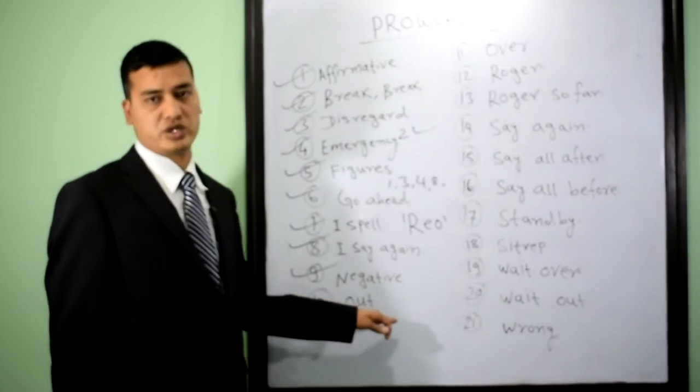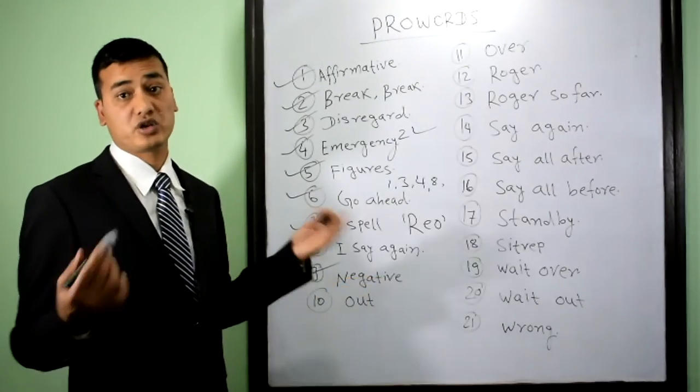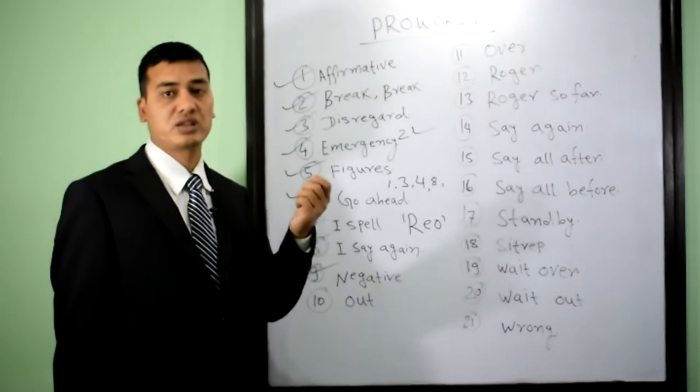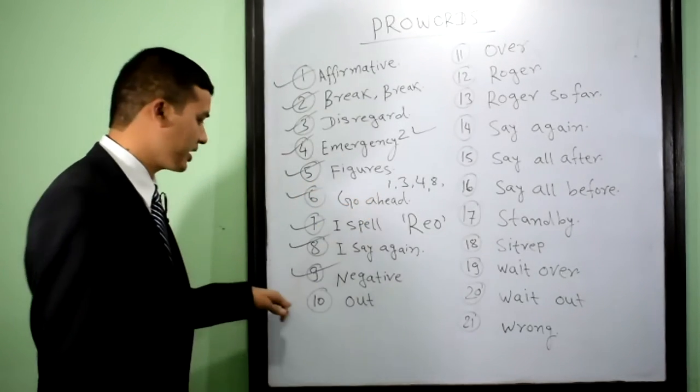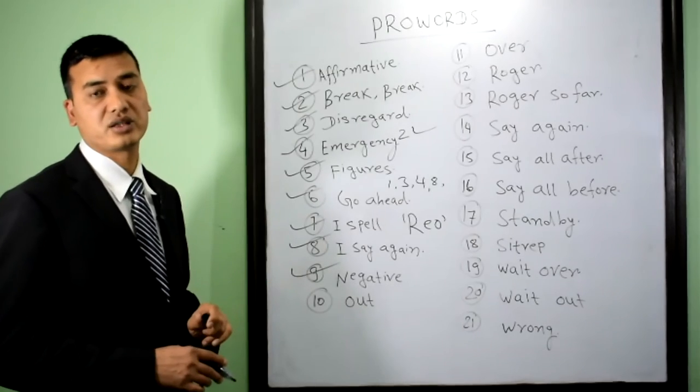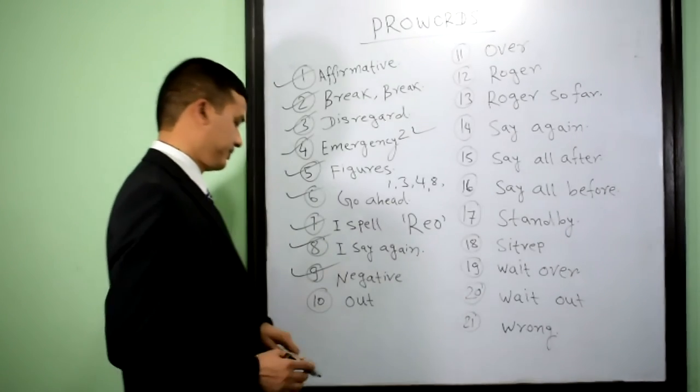Number 10, out. Out means end of the transmission. When you say out, you don't need any message. Then you can break off your conversation on the radio.